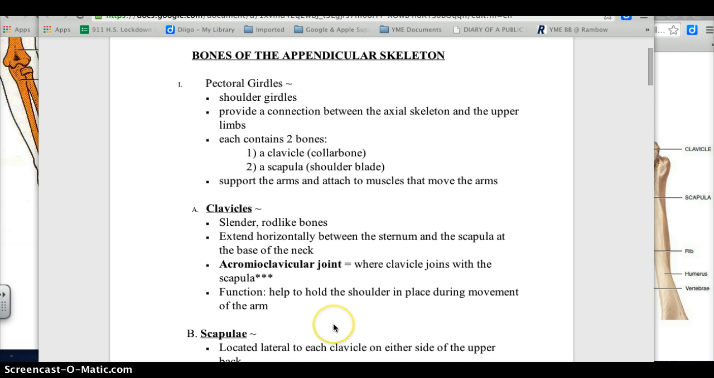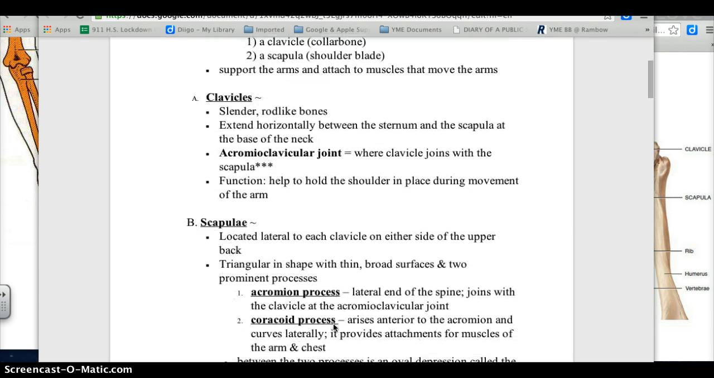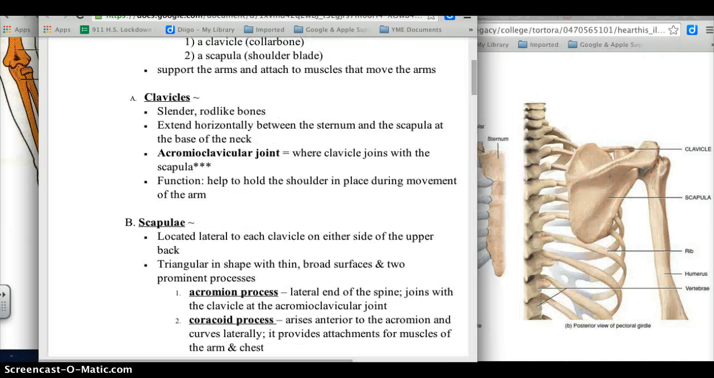So, as we keep going down, let's take a look at the clavicles. Slender and rod-like, they go horizontally from the sternum and the scapula out towards your humerus. Now, we're going to learn about different features of the bone. And commonly, joints are going to be named after those features from the two bones that are connecting there. So, I'm going to show you on a picture where this acromioclavicular joint is located.